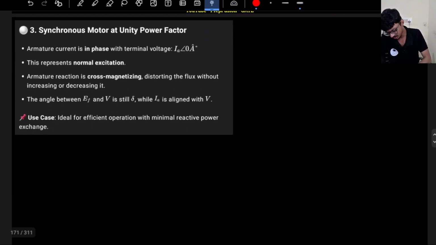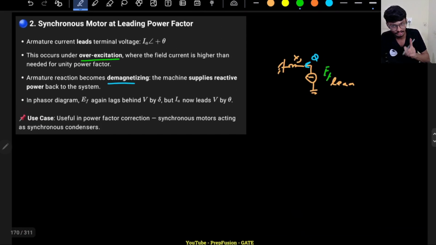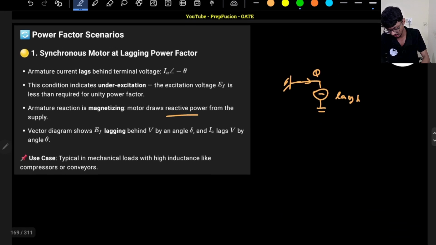At unity power factor, the armature reaction will be cross magnetizing. Basically it will represent normal excitation. Here it will represent over excitation for leading because it has more flux. Here it will represent under excitation. So remember, in generator and motor everything is different. Just try to understand the analogy. Understanding the analogy is very, very important, otherwise you will mess it up.